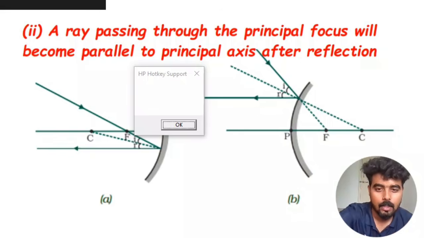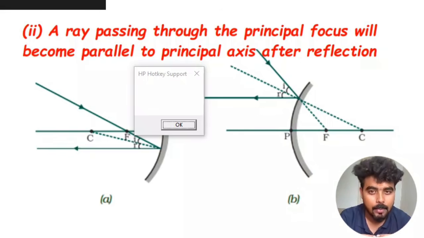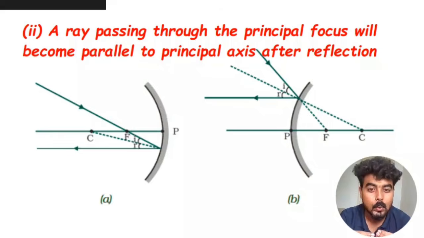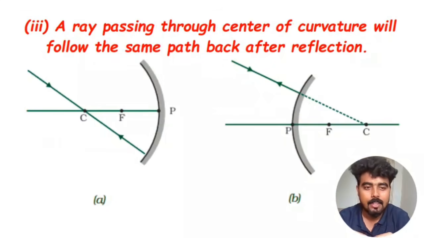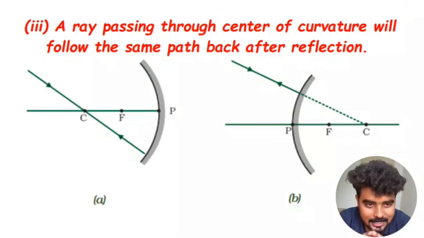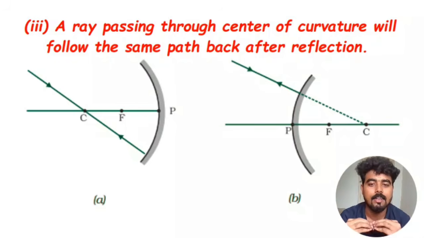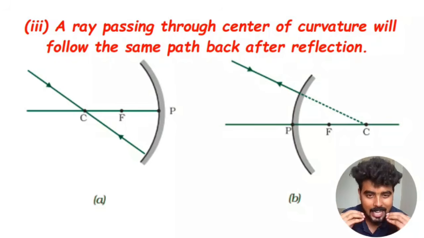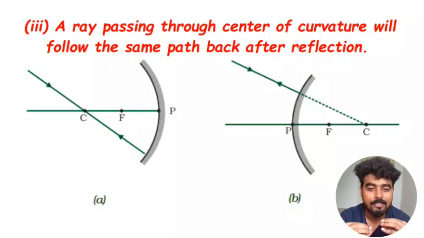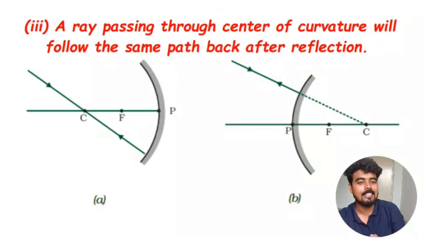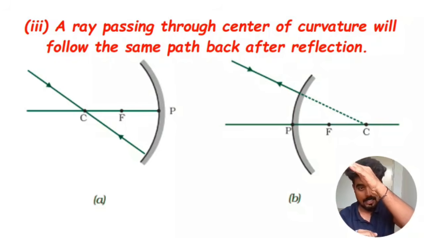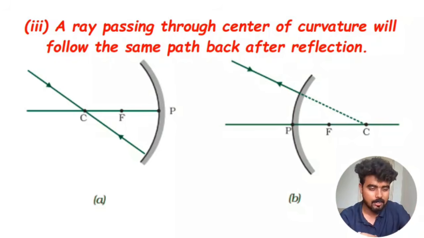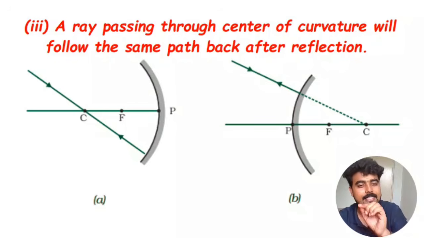Now, rules for the image formation are 3. Let's see rule number 3. A ray of light passing through the center of curvature of a concave mirror, or directed in the direction of C, is reflected back along the same path. To be simple, let us consider a concave mirror. This is the principal axis and a ray of light falls on the center of curvature of the mirror. It again comes back along the same path.